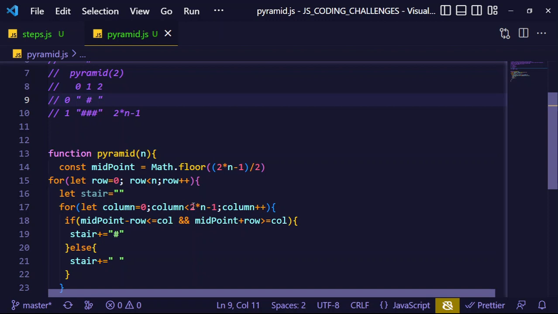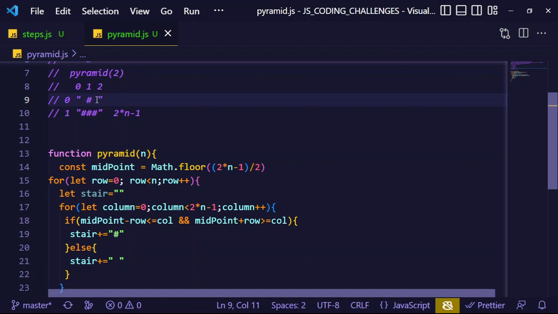So for that very example, let us look at this part also. Midpoint is a 1. Okay, 1 plus row is 0. 1 plus 0 is 1. Is 1 greater or equal to the column? Column is 1. 1 is equal to column. So this part will be executed because it has fulfilled both conditions. These two conditions have been fulfilled. So the hash will be printed.